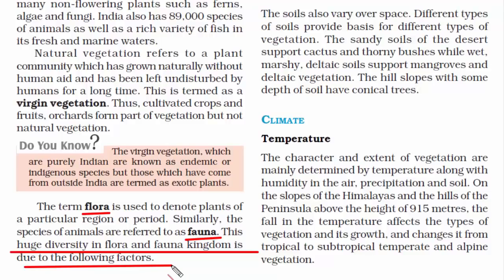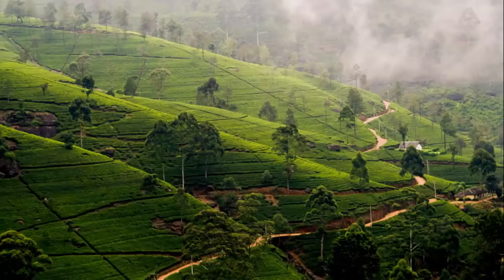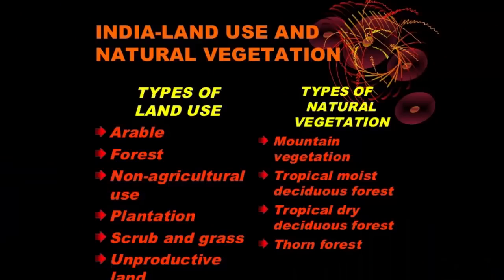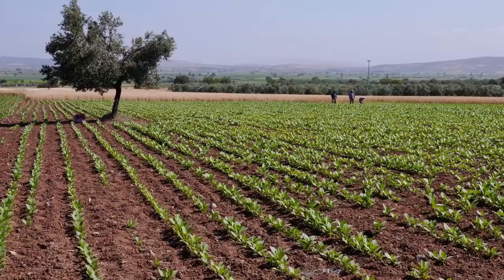Now there are certain factors that are responsible for such a diversity. So let's read about each one of them in brief. We will divide the factors into two broad categories: relief and climate. Under relief, we have land and soil. Land has a direct and indirect effect on the natural vegetation. You will not find the same type of plants everywhere. For example, mountains and plateaus will have different kinds of trees. And if a land is fertile, we know that it is suitable for agriculture. I hope you get it as to how land has an effect on the vegetation cover.